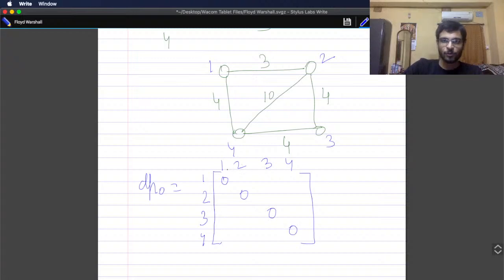We can say if you have to go from 1 to 2, there is a path of length 3, so we can use 3. There is an edge basically. From 1 to 4 we know there is an edge of length 4, so we will be placing 4.